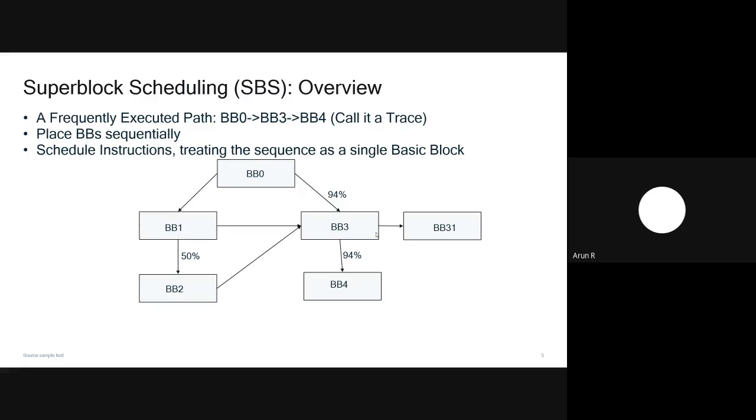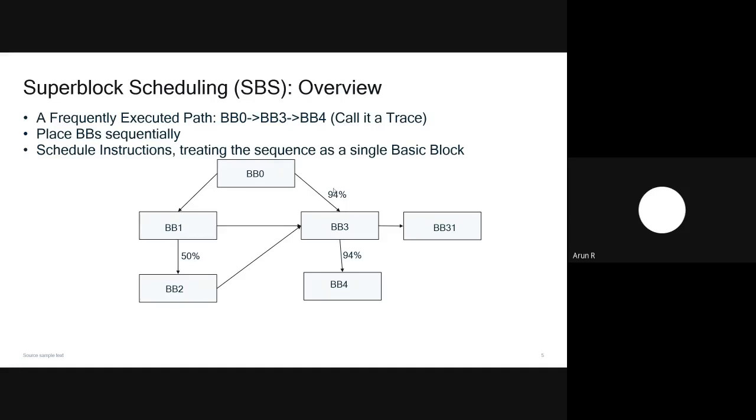So by this, what have we achieved? We are reducing our branch penalty, because we know that most often this sequence BB0, BB3, BB4 is executed at runtime, so that there won't be any taken branches. So the number of taken branches at runtime is reduced. Second thing is, because we are treating all instructions in these three basic blocks as if they belong to the same basic block, then we may be able to find instructions to hide load latency.